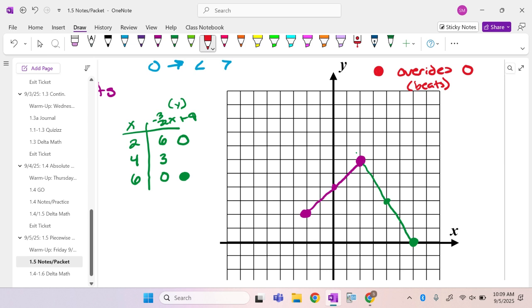Now, this is not the funkiest piecewise I've ever seen. This one's actually pretty tame. All right. I've seen them where they have these huge gaps in them. They're like a quadratic function and then a linear function. Like they can be a mess sometimes. All right. But in this class, the worst you'll see is a quadratic function within your piecewise.